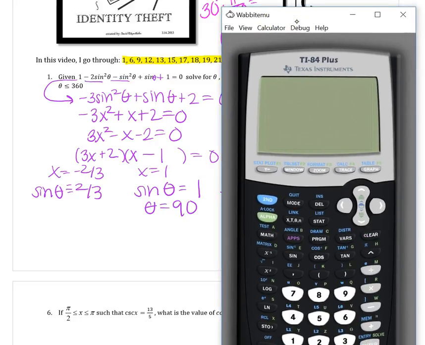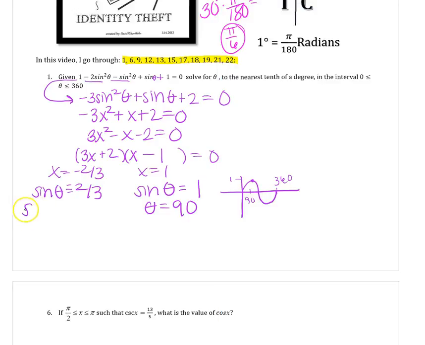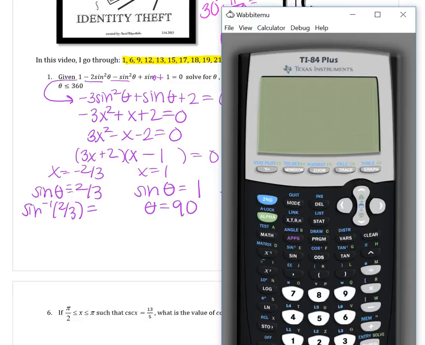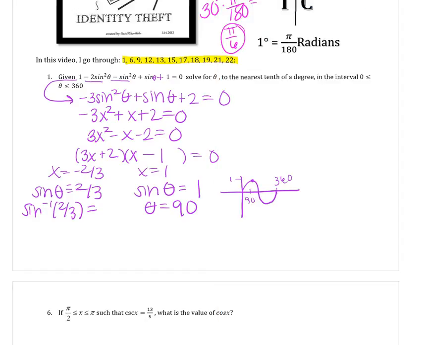Pull my little calculator over here. So what you're going to do is type in your calculator inverse sine of 2/3. And notice that I ignored the negative for right now. 2 divided by 3. Okay. So 41.81, whatever. That's your reference angle, which is your angle in quadrant 1.